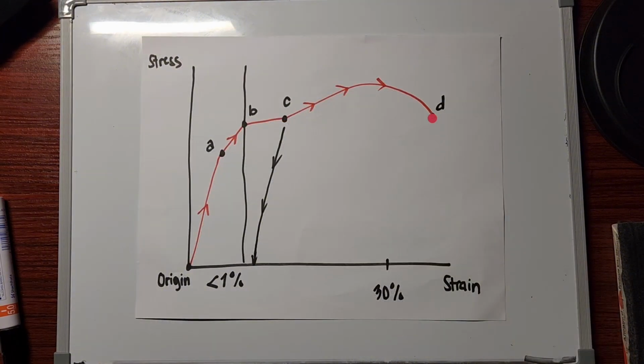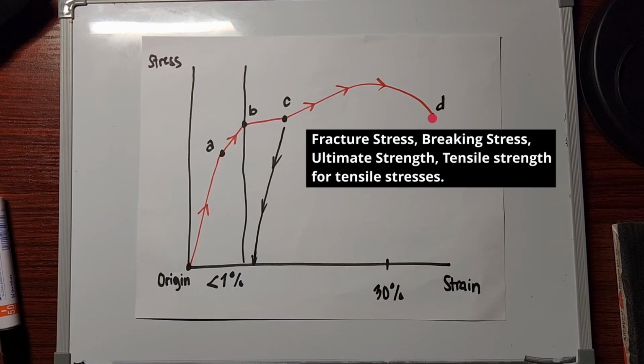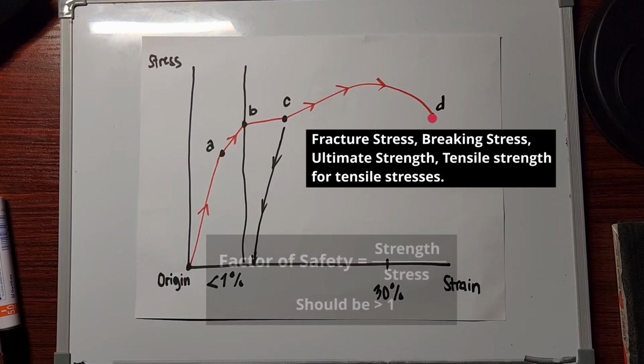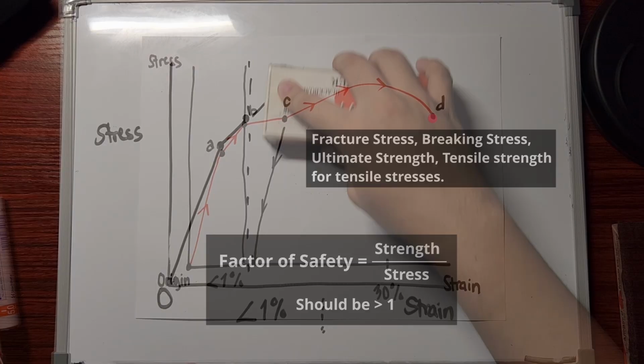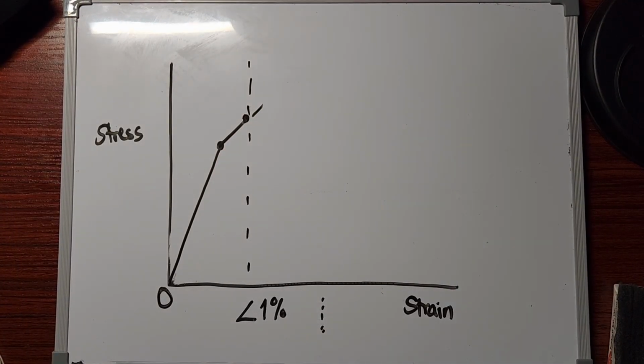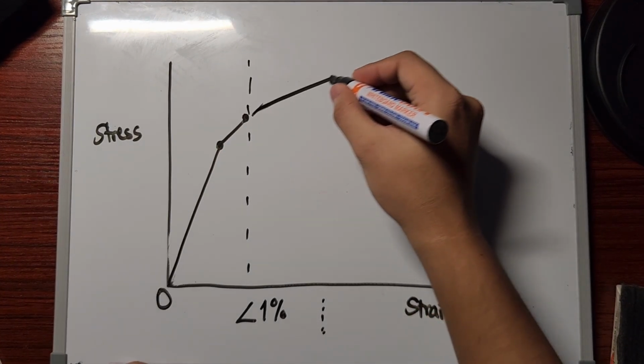The stress at this point can be referred to by a lot of terms, such as fracture stress, breaking stress, ultimate strength, and tensile strength for tensile stresses. The stress at this value is critical since it is used to establish a factor of safety. This factor of safety is a multiple of the strength and is usually employed when designing critical structures or machinery reliably and safely.